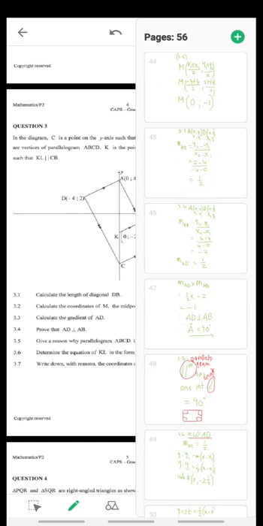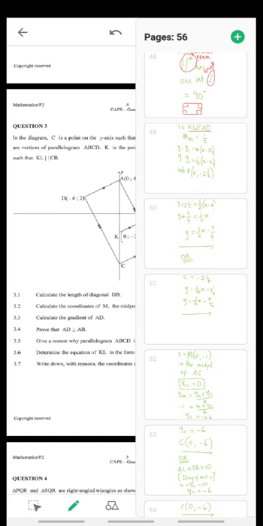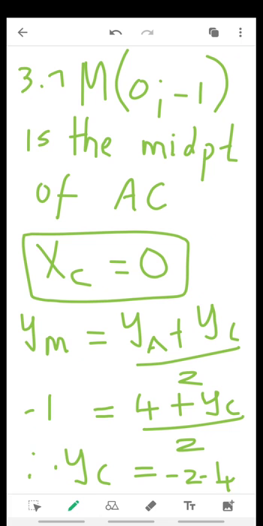So this is what I have done. I've said M was the midpoint of AC, where C has its x value equal to 0. So when I used the midpoint formula, I'm only focusing on the y part because I already know my x coordinate for C is 0. So I found that ym, the y coordinate of the midpoint M, is -1.